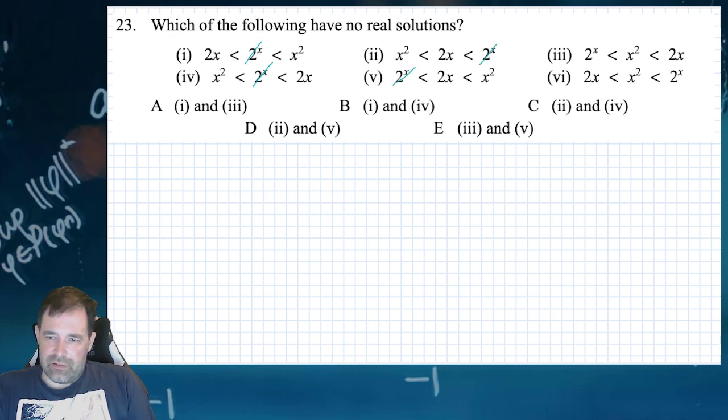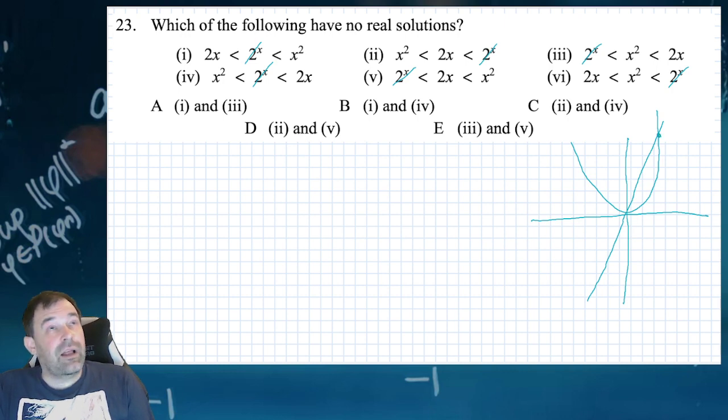the one that's hardest to graph and just graph these, because that's just two different conditions. It's either going to be x squared is less than 2x or x squared is more than 2x. And if we had a graph, y equals 2x looks like that. y equals x squared looks like that. And that point there is where they're equal, so that's when x is 2.